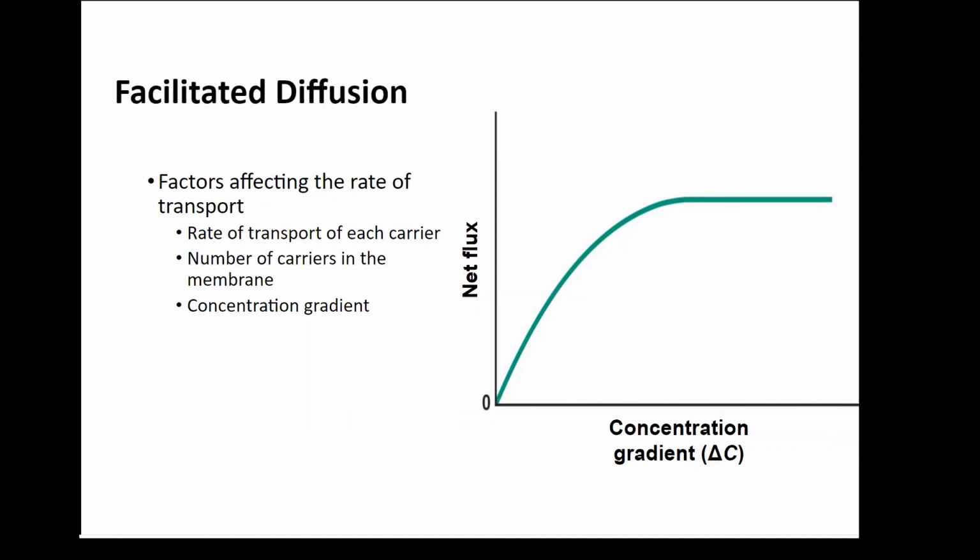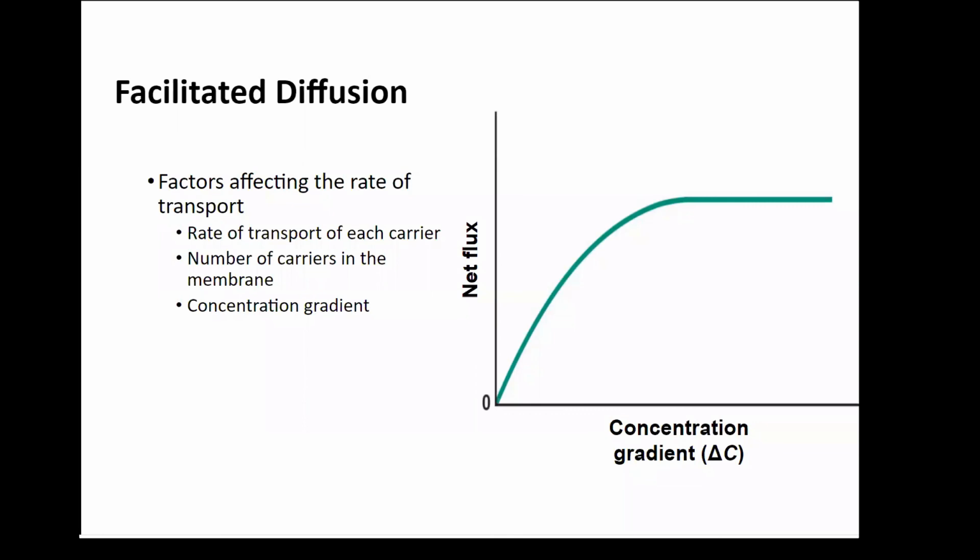So if you have more carriers, our rate is going to go up, right? Because these particles are more likely to contact those carriers. And if you have fewer carriers, you don't have that many of that protein, of that glucose transporter, for example, then our rate is going to go down because they have to find a carrier. They have to come into contact with it in order to get across our cell membrane.